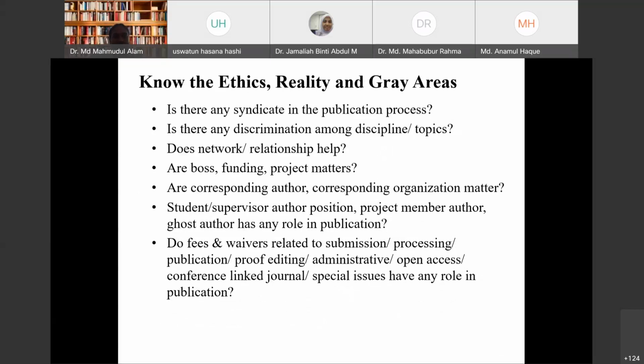Sometimes people say this is unethical now, but if you don't practice it now, it is ethical. So you need to think by yourself: is there any syndicate in the publication process? Is it free or is it a syndicate? Yes, there is a syndicate. If you see all the top journals, editors publish each other's articles in each other's journals, and there are lots of syndicates here.